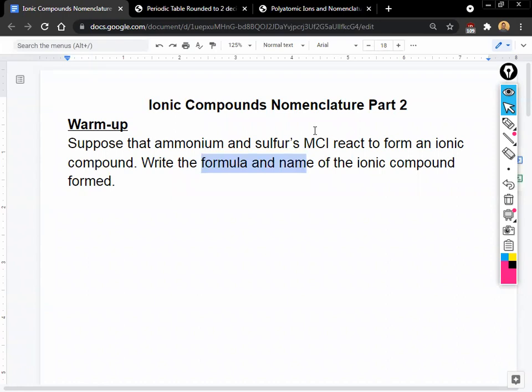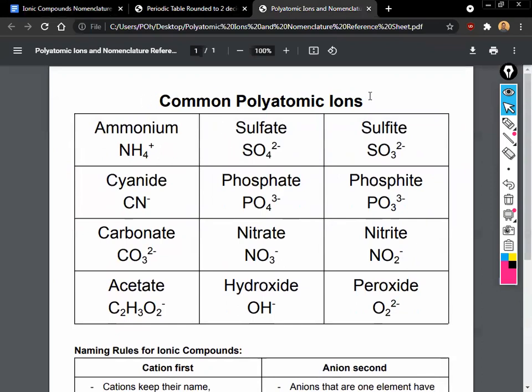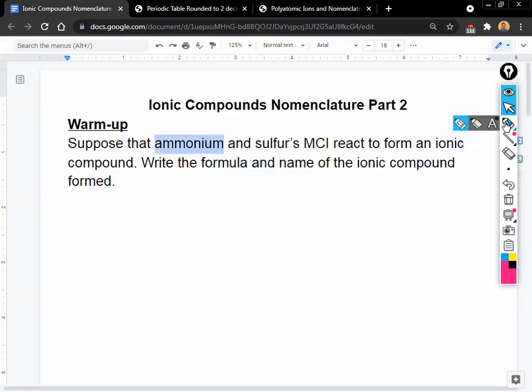Okay. All right. So let's look for ammonium. Ammonium is a polyatomic ion. So if we go to the common polyatomic ion chart, we're going to look for ammonium, and ammonium is NH4+. So we're going to write NH4+. Okay, so we have ammonium right here.